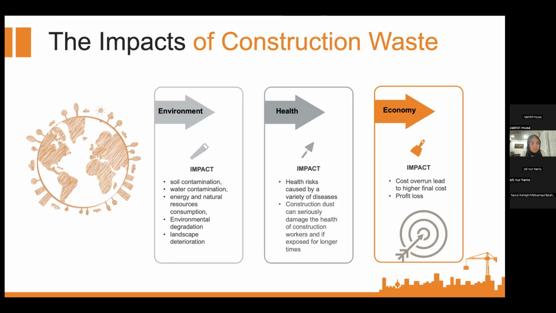And for the health impact, improper management of construction waste can increase the health risk caused by a variety of diseases. And for the economic impact, construction waste definitely can cause budget overrun and loss of profit for both the contractor side and the client side. Everybody will lose if this construction waste is not managed properly. Okay, next.